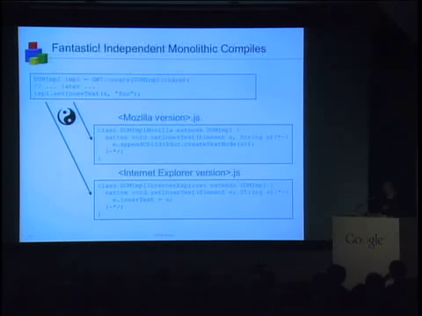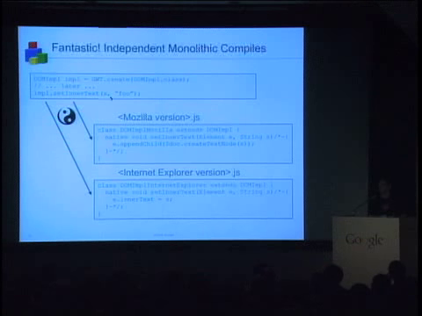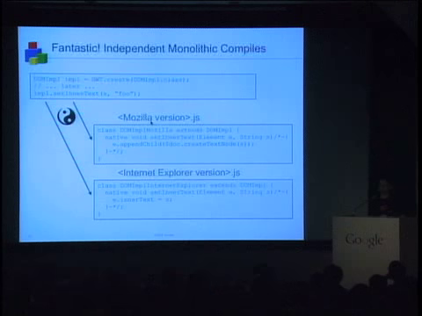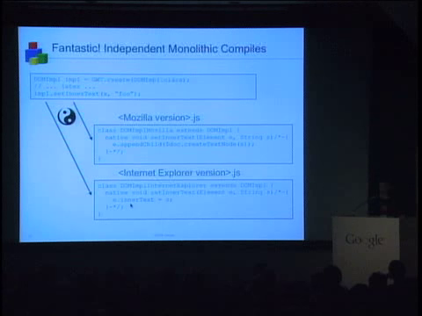This is fantastic. It gives you independent, monolithic compiles. So your code, you don't need to worry about this. You just call impl.setInnerText, and magically, the Mozilla users will get the appendChild implementation, and the Internet Explorer users will get innerText, all thrown in for free. So you'll see, we only send to the user exactly what they need and what is most efficient for them.